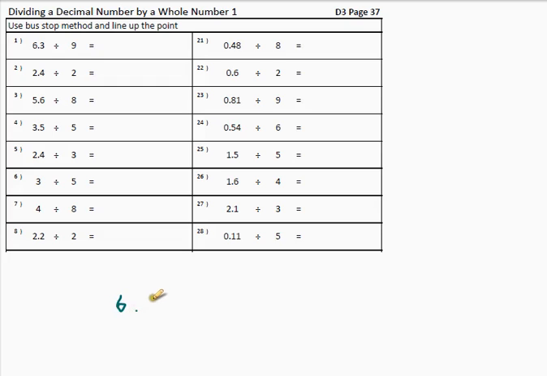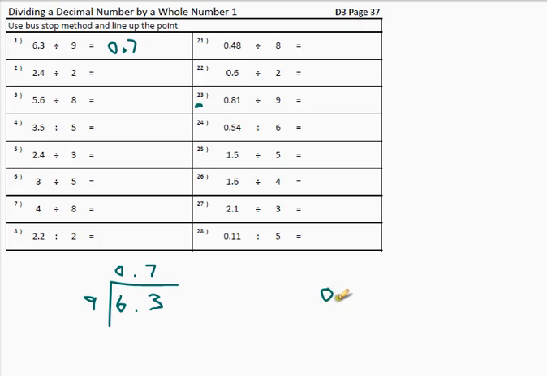We would simply go and write it in our bus stop method and think of how we would do that sum. We would say 9 goes in 6, 0, and the point would line up, and then we'll have the number 63, and 9 goes in 63, 7. So that is a method that can help you to put your point in the right way. I see too many times that students do this wrong because they don't write this out. Please do that carefully.